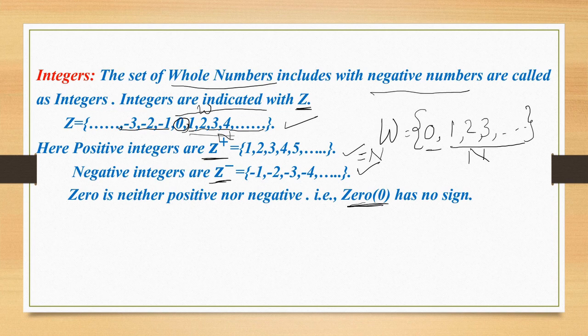These are the negative integers and these are the positive integers. In between is 0. That 0 is neither positive nor negative. That means 0 has no sign. 0 is not a positive number and not a negative number. 0 is a fixed number.